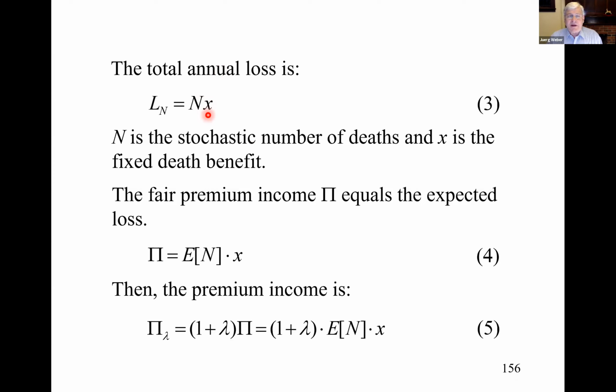And the fair premium income then is the expected loss. So a random variable is the N. You see, we don't know how many people die. The death benefit, that one is fixed. So the expectation goes here. And if you use now equation 1, remember in equation 1, the fair premium income times the loading gives you the total premium income. You can just plug this in for the fair premium income. So you have here E[N] times X in equation 5.